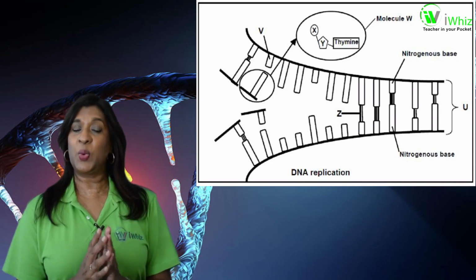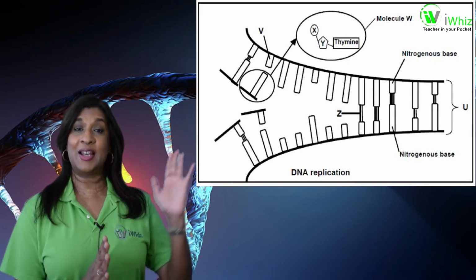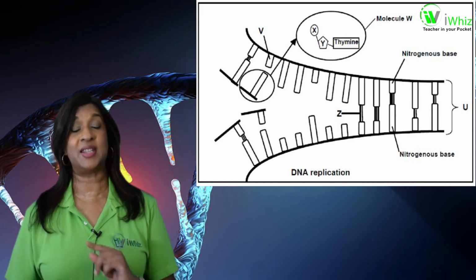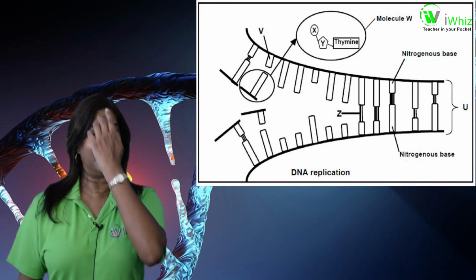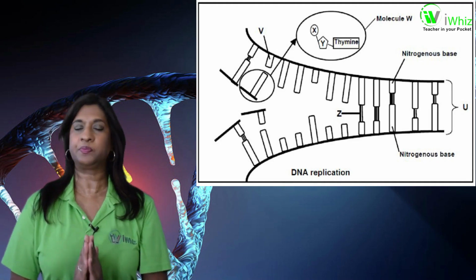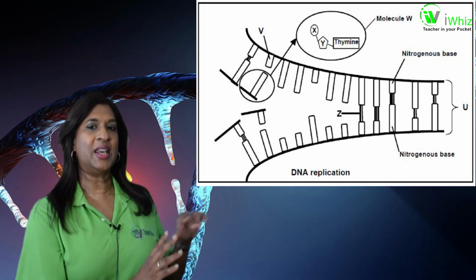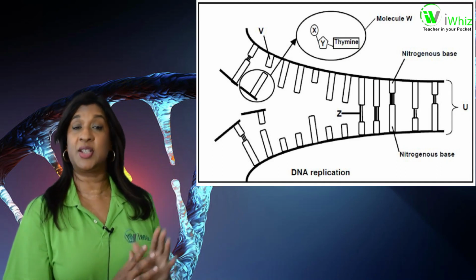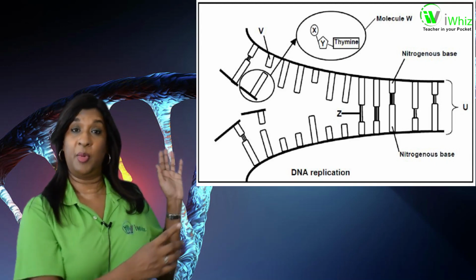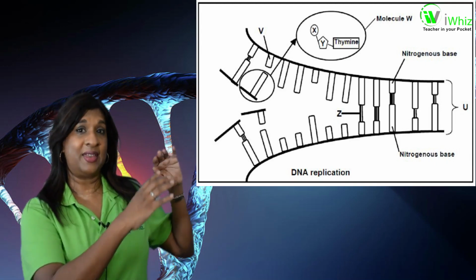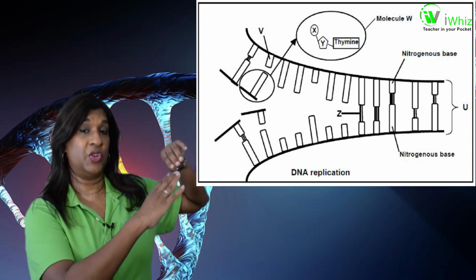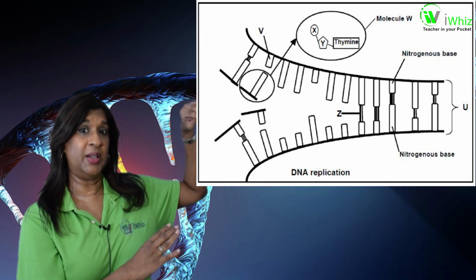So the first question that we have has a diagram, and it says the diagram is representing DNA replication. So let's look at our diagram very carefully. What we can see is a double-stranded structure. And then what we also see on the diagram, if you look at the left, is that the double strand has separated. So you actually have a gap in between.